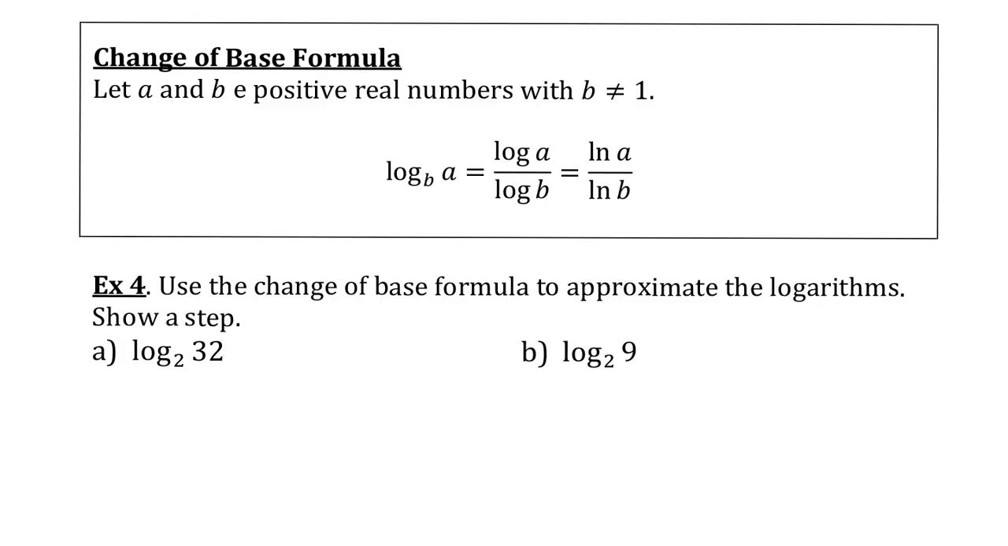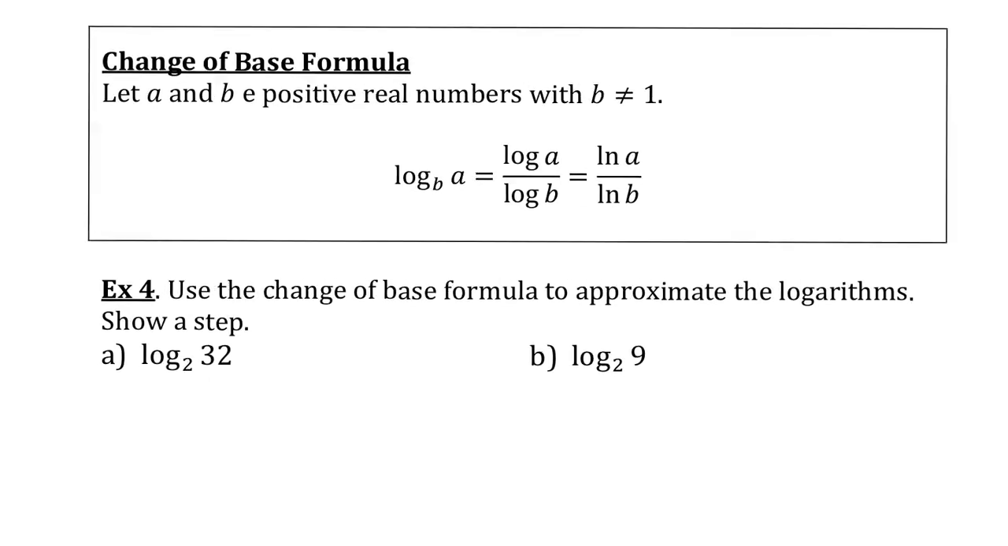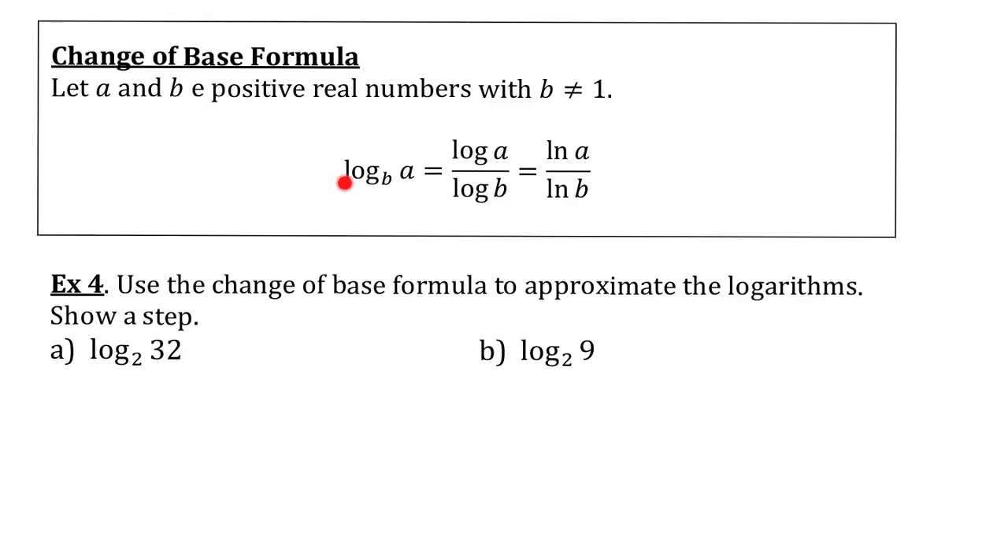Okay, so it says let a and b be positive. Remember, we're positive because we can only log positives. So when they say that, they're just saying make sure you're only logging legal numbers like positives. Okay, we're going to use the change of base formula to approximate the logarithms. So if I want the log base b of a, and my calculator does not have the log base b of whatever I want, the formula to find it is log a divided by log b, or we could do ln a divided by ln b, or we could do any other log version of a over b, as long as they have the same base.